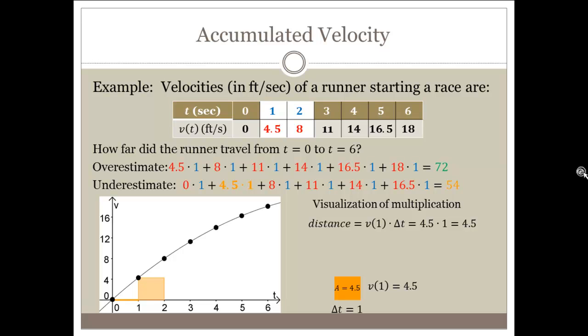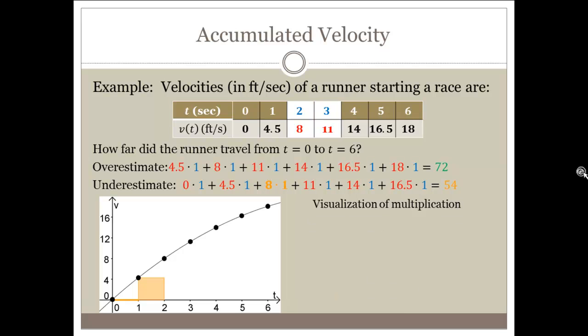Next, in the time interval from 2 to 3 seconds, we approximated the distance traveled by using the velocity v at 2, which was 8, times the time interval, which is 1 second, for a distance of 8 feet. This multiplication can be visualized as a rectangle of height 8 and width 1, giving an area of 8, which represents the distance traveled. This rectangle we will put on the graph over the time interval from 2 to 3.